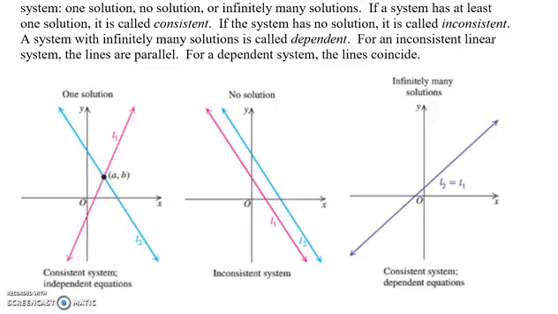The second possibility is you have 2 lines. Again, both of these equations have to be linear equations, so their graphs have to be straight lines that never intersect. That is, the lines are parallel. So if the lines are parallel, you're dealing with an inconsistent system, a system that has no solution.